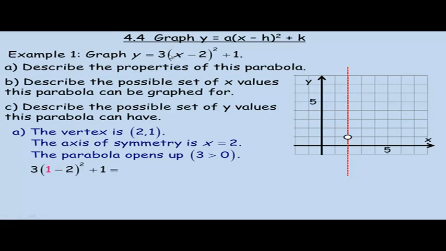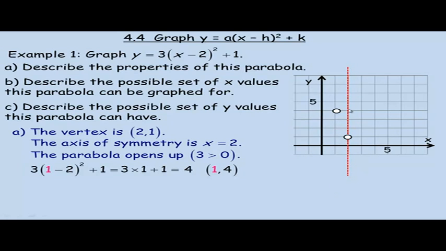So in the equation, I'm going to substitute 1 in place of x. So there's my 1 substituted in place of x. And so 1 minus 2 is negative 1. If you square that, you get 1. And 1 times 3 is 3. So there's the 3 times 1, plus this 1 on the end. So this would be 3 plus 1 gives you 4. So that's the y coordinate if x is 1. And so that's the point (1, 4). And we can plot that on the graph, so (1, 4) would be right there.